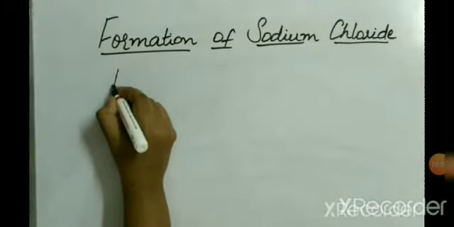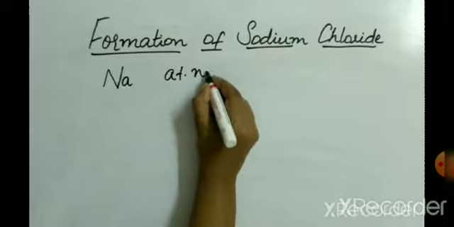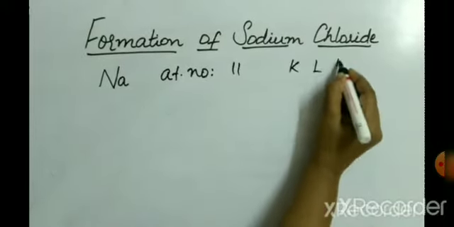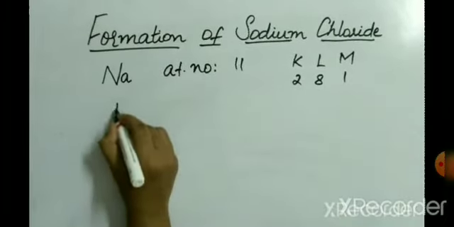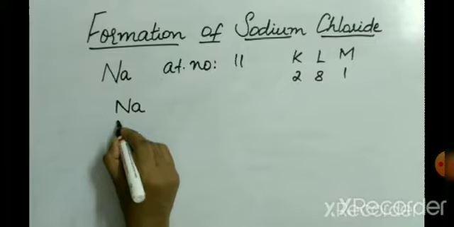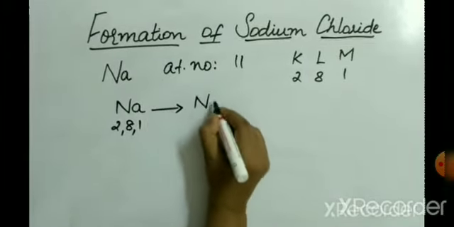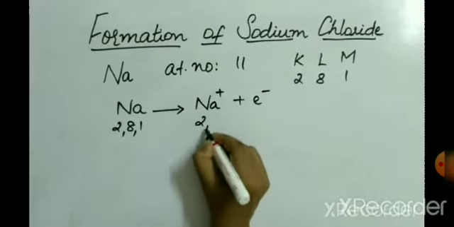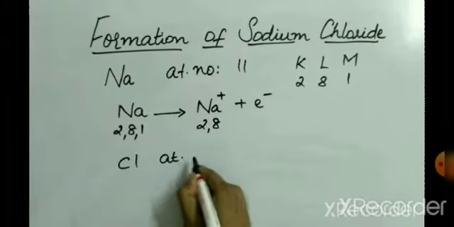Formation of sodium chloride. Sodium atom, atomic number 11. So write the electronic configuration as K L M: 2, 8, 1. Sodium has 1 electron in its outermost shell. So start with sodium atom 2, 8, 1 configuration. 1 electron will be lost by sodium and sodium thus changes to sodium ion Na+, the configuration changes to 2, 8.